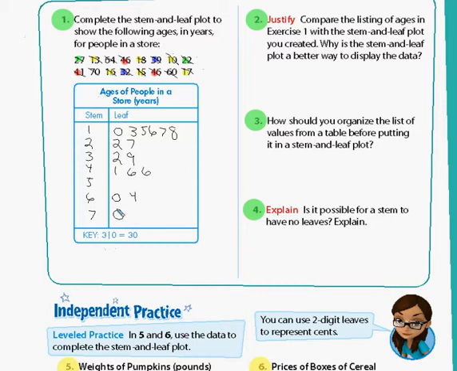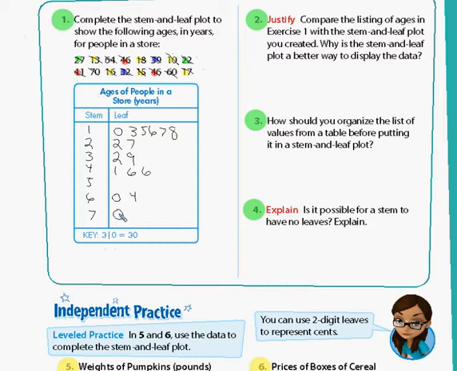And just double check. I have 2 rows that are 1, 2, 3, 4, 5, 6, 7, 8. 2 rows of 8 is 16. So I have 16 people I'm talking about here. Let's double check. That's 1, 2, 3, 4, 5, 6, 7, 8, 9, 10, 11, 12, 13, 14, 15, 16. So I got all my people on there. So I've got a successful stem and leaf plot.